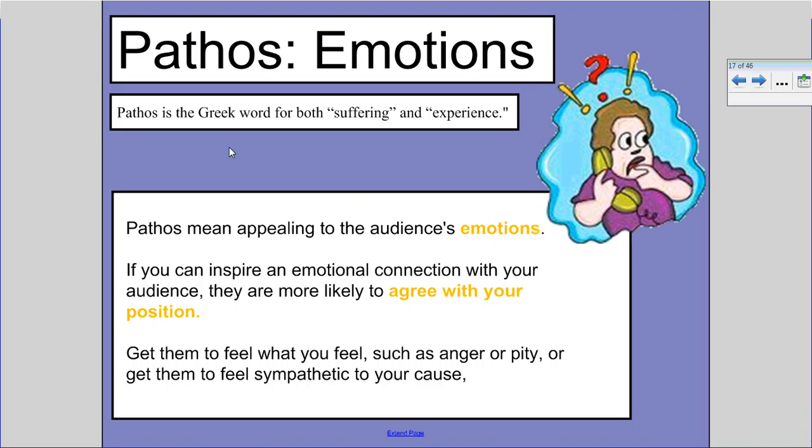All right, the next type of rhetoric is pathos, and this is the emotions. So when we think of pathos in reference to the Greeks, the word means suffering and experience. So what you need to do is make sure that you're appealing to the audience's emotions. If you can inspire an emotional connection with your audience, they're going to be more likely to agree with your position. So as you are going through your essay and writing your body paragraphs, you should really be thinking to yourself, how can I make my reader feel something? What you want them to do is feel anger or pity or sympathy to your cause. Again, this will make them agree with you.